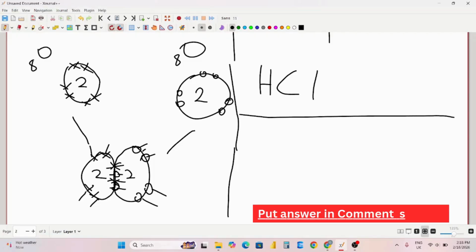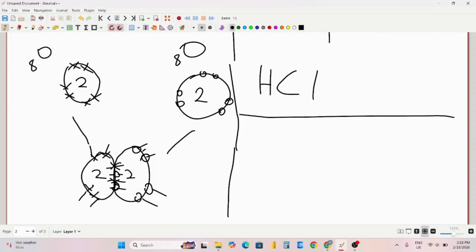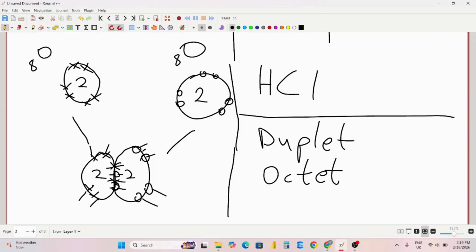It is also important to note that the essence of this bonding between atoms of elements is because of their tendency to achieve either the duplet state or the octet state.